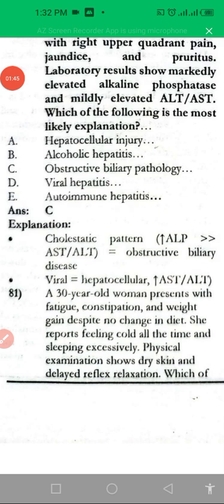Okay, so you have to keep in mind that when the patient has right upper quadrant pain and pruritus with jaundice, and LFTs show raised ALT and AST, it is indicative of obstructive biliary pathology. So this is a very important finding that you have to keep in mind. Obstructive biliary pathology is the answer.